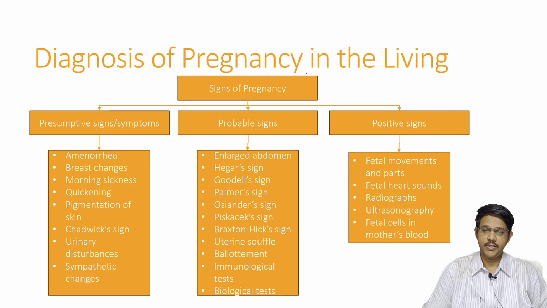So we'll discuss diagnosing the pregnancy. Signs of pregnancy can be divided into presumptive signs, probable signs, and positive signs, which confirm the pregnancy. Presumptive signs include amenorrhea, breast changes, morning sickness, quickening, pigmentation, urinary disturbances, and other symptoms. Probable signs include enlargement of abdomen, Hegar's sign, Goodell's sign, Palmer's sign, and others. Positive signs include the presence of fetal movements, fetal heart sounds, and ultrasonography. We'll discuss each one of them one by one.